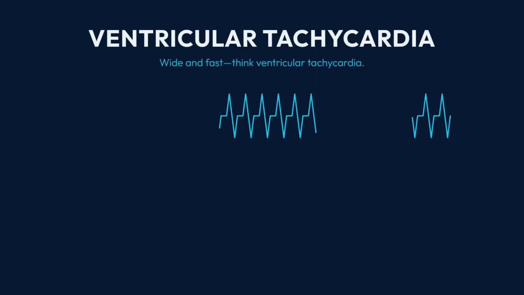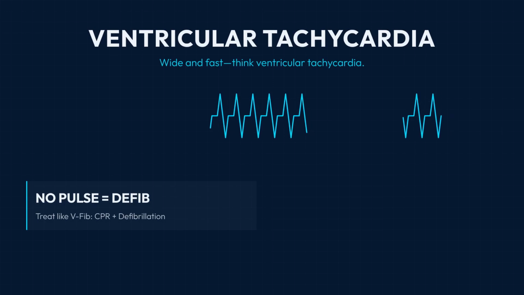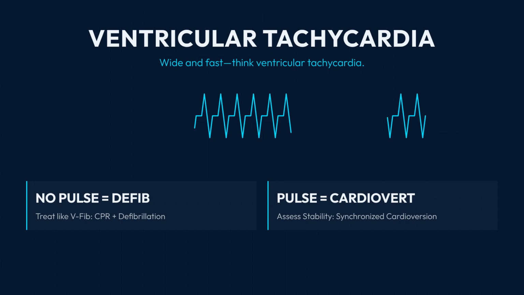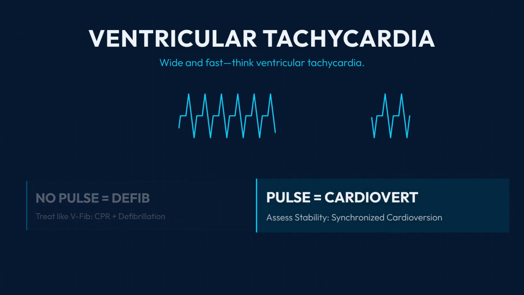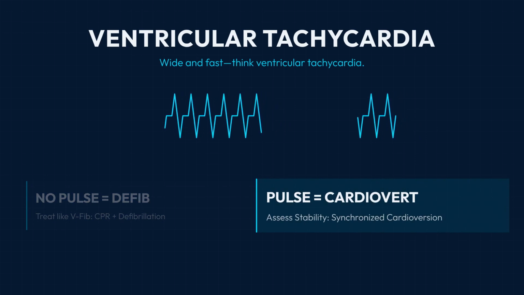defibrillator arrives. Rhythm 4 is ventricular tachycardia, fast and wide. If there is no pulse, treat it exactly like VFib: CPR and immediate defibrillation. If there is a pulse, you must determine stability. Hypotension or altered mental status indicates instability, requiring synchronized cardioversion. Stable VT may be treated with antiarrhythmics.